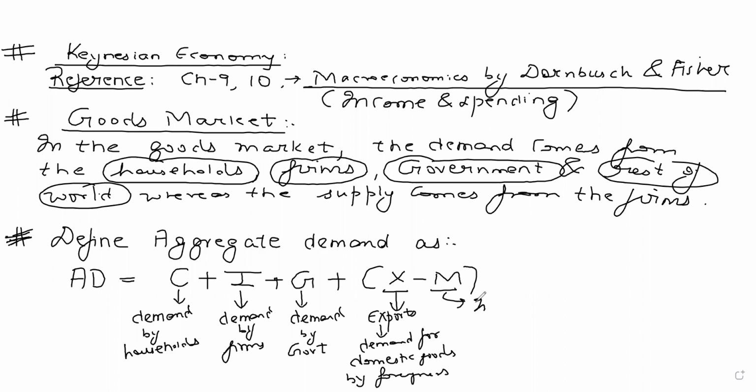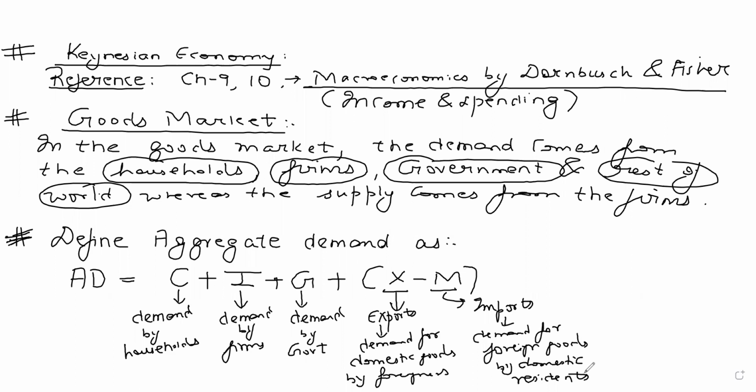M represents imports, which is the demand for foreign goods by the domestic residents. Okay, so we are adding all those demands which are for the domestic goods, and we are subtracting all those demands which are for the foreign goods. Okay, so this is our aggregate demand function.